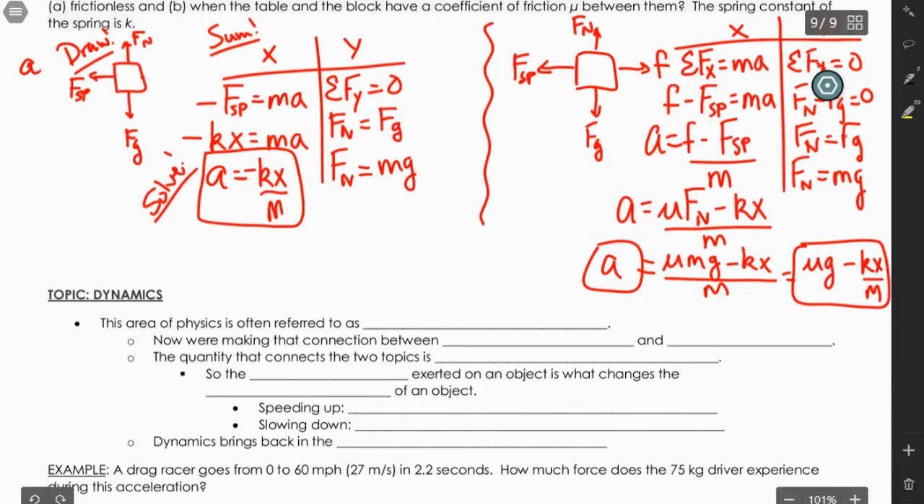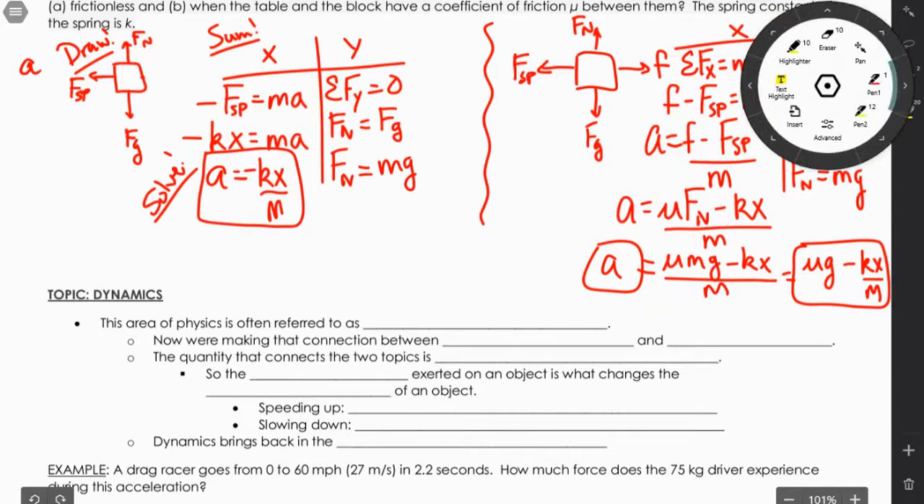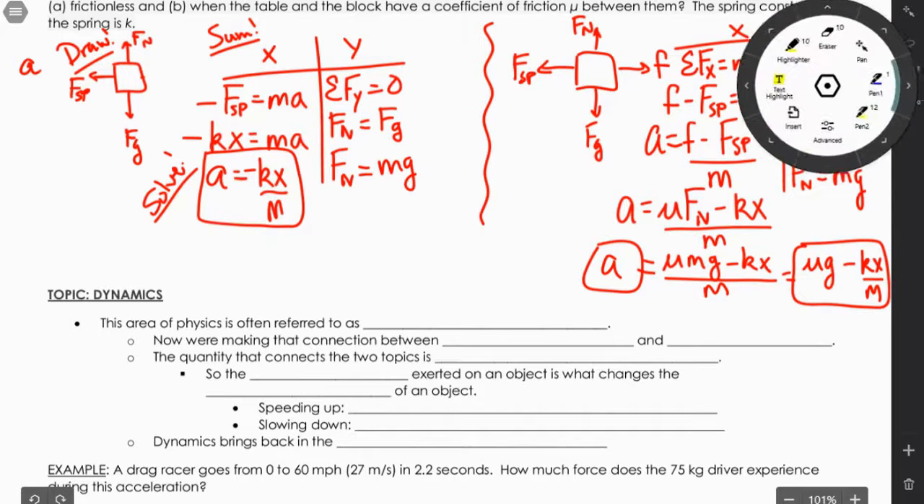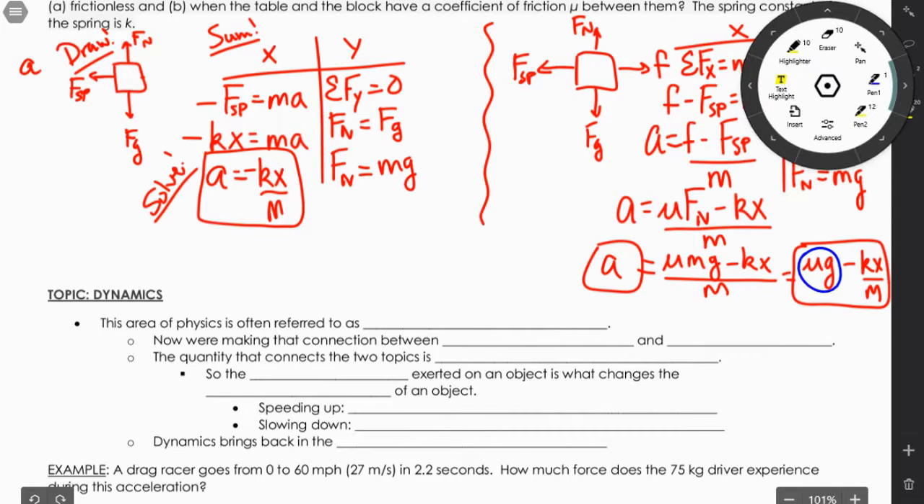Very interesting, because if you note here, when we did a sliding object, we found that the acceleration was negative mu g. There it is right there. And this object is sliding on a surface. We just happen to have friction going in the positive direction, so that's why this mu g is no longer negative and is positive.